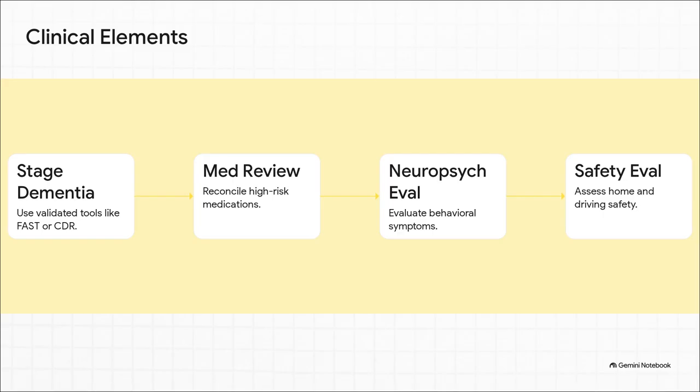And Element 7? This one is huge. You must conduct a safety evaluation. You have to specifically address the safety of their home environment and whether or not they can safely get behind the wheel of a car.